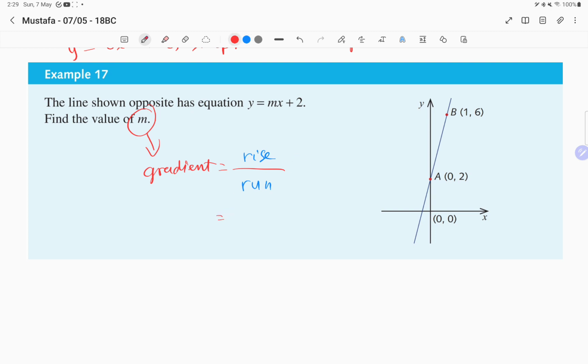Another formula for this is... What's a rise? The rise is y, and run is x. Yes, rise corresponds to y, run corresponds to x. So the rise formula is something minus something.